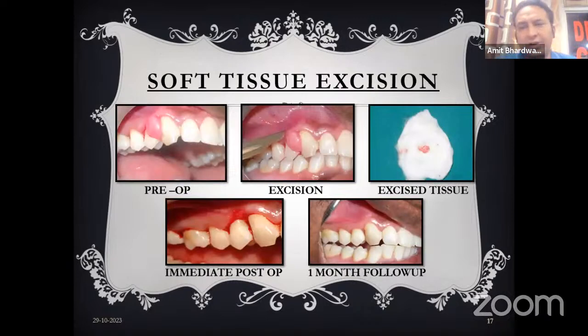Soft tissue excision is a very commonly done procedure, especially at a localized site. You can use a scalpel also, you can use a laser also, depending upon patient choice and your choice. Both will give a good result, and immediately you can send the sample to oral pathology for any differential diagnosis or any particular diagnosis of this enlargement. So excision is a very easy to perform procedure.